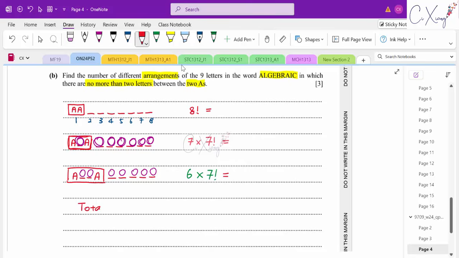Therefore, to calculate the total arrangement, it should be 8 factorial plus 7 multiplied with 7 factorial plus 6 multiplied with 7 factorial. So by right, you should be getting this one, 105840. Yeah, so this is how we solve question number 2.